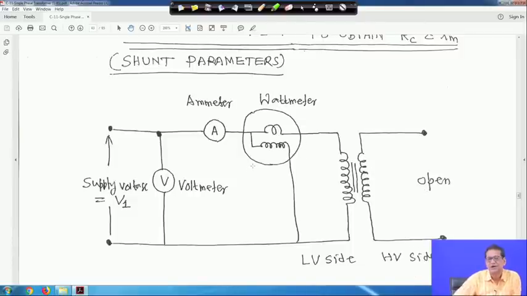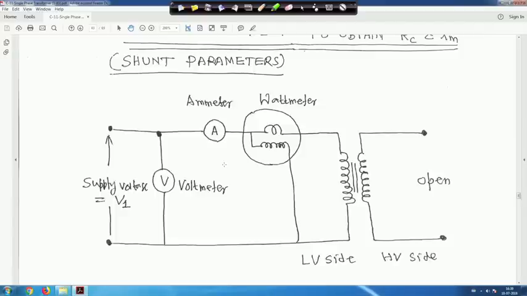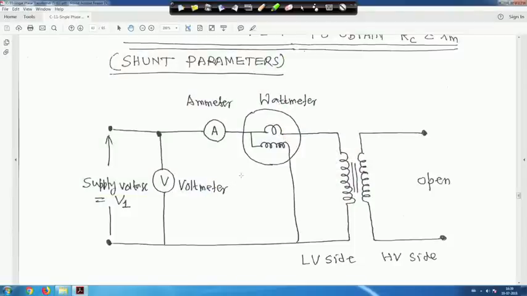Actually, in the laboratory the open circuit test or short circuit test can be performed on either side. But in the laboratory we generally perform the open circuit test on the LV side and not on the high voltage side, though it can be done on either side. Sometimes that voltage level may not be available, because the high voltage may not be available in the laboratory, that is why we perform the open circuit test on the low voltage side.